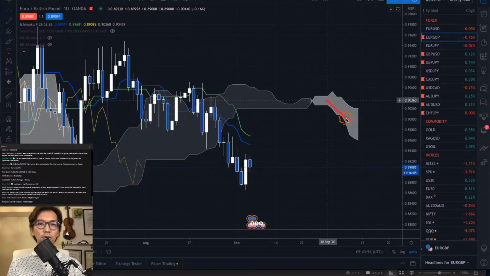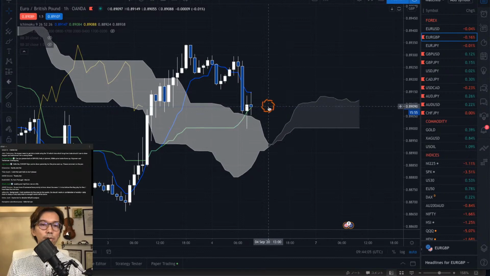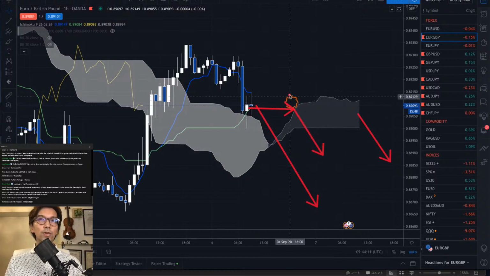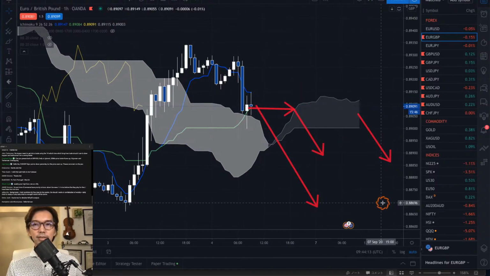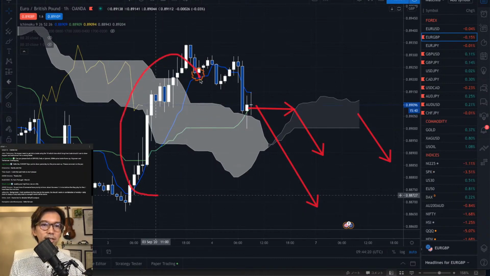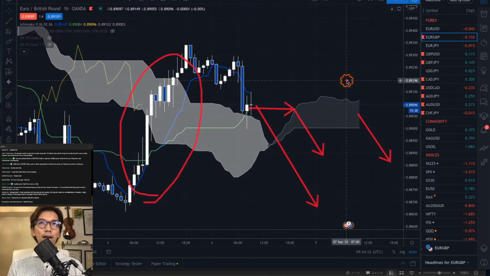Because the Kumo itself is sloping down, Senkou Span A is down, and Kijun-sen is downwards, I would wait for the 1 hour chart price to go down, and Kumo to go down, and Kijun-sen to go down this way. I would wait for that. This bullish movement was very tricky, so I would stay away from this pair right now.